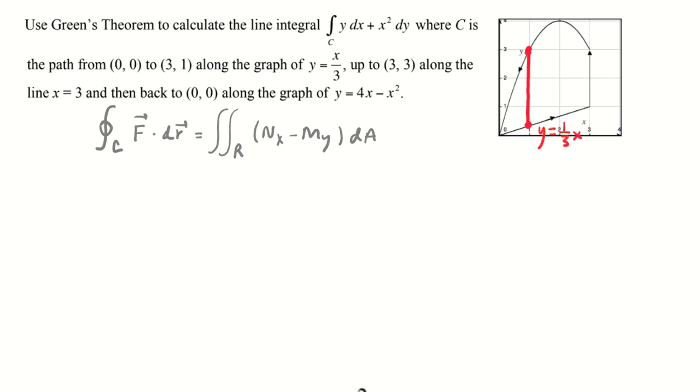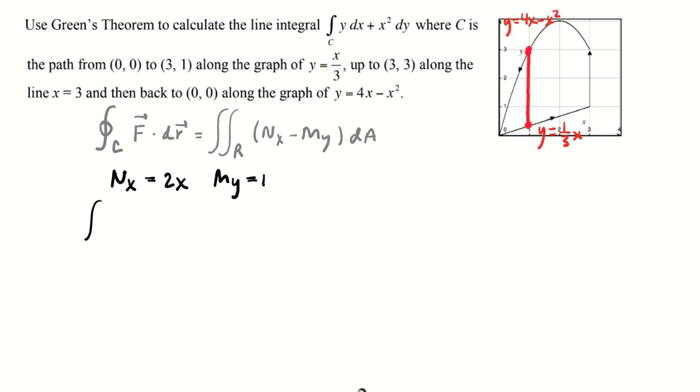And the curve, well, they told us what that was, right? y equals 4x minus x squared. And then x is going to run from 0 to 3. So I know that this integral that I'm interested in computing, now I'm going to have to figure out what Nx and Ny are. Okay, Nx is going to be 2x. Ny is going to be 1.